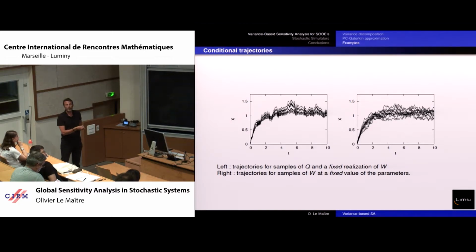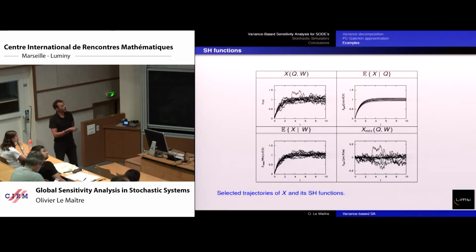Here's the opposite. We have fixed the parameter to a certain value, and we are running different Wiener processes, and you see that the stochasticity is clearly very, very different. Okay, but now we can decompose. So here is a set of trajectories, and you can decompose into the function that depends only on the parameter.